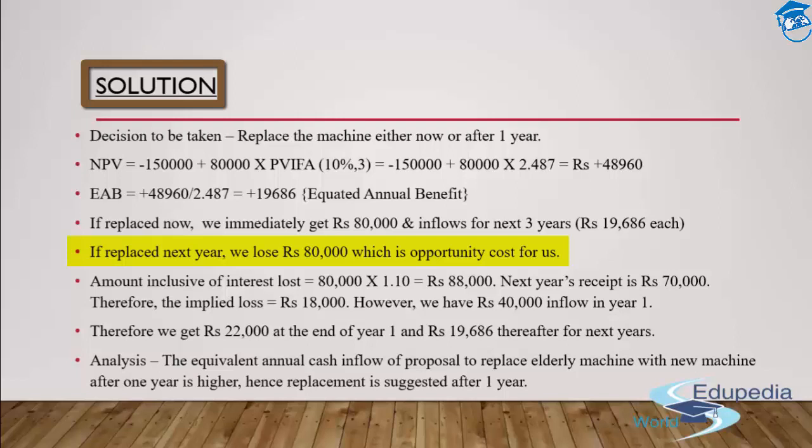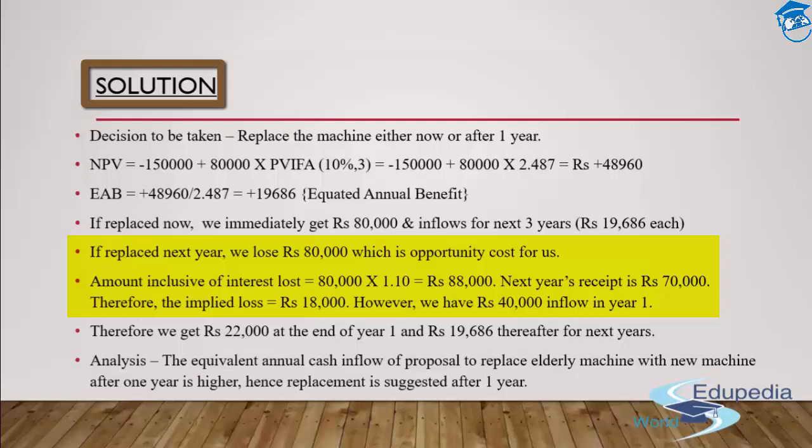I need to add my opportunity cost on that. Next year's receipt will be 70,000, which has been shared in the question itself. I'll be getting a price of 70,000. So what am I losing if I talk about just the salvage value part? I am losing an opportunity cost of 18,000 rupees. That is my implied loss: 10,000 for now and 8,000 is the time value factor. However, we still note that we have got rupees 40,000 as inflow in year 1.